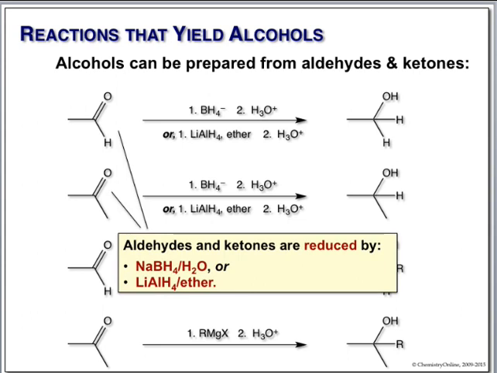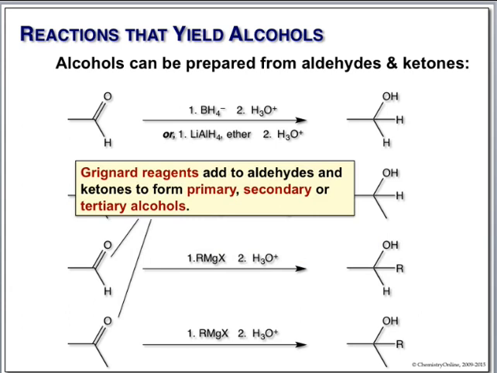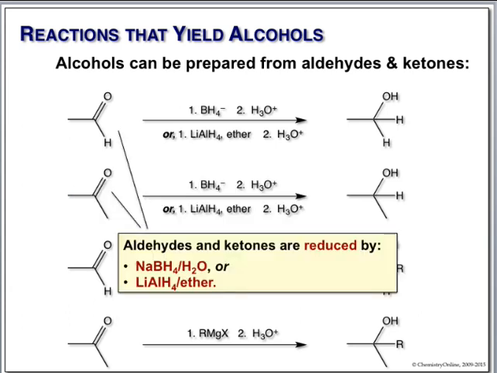If we have an aldehyde and we use sodium borohydride or lithal in ether, we will form a primary alcohol. What we're basically doing here is adding H- to our carbonyl carbon. If we do this with a ketone, we form a secondary alcohol. Once again, we'll talk more about these, but these reagents simply add H- to the carbonyl carbon.